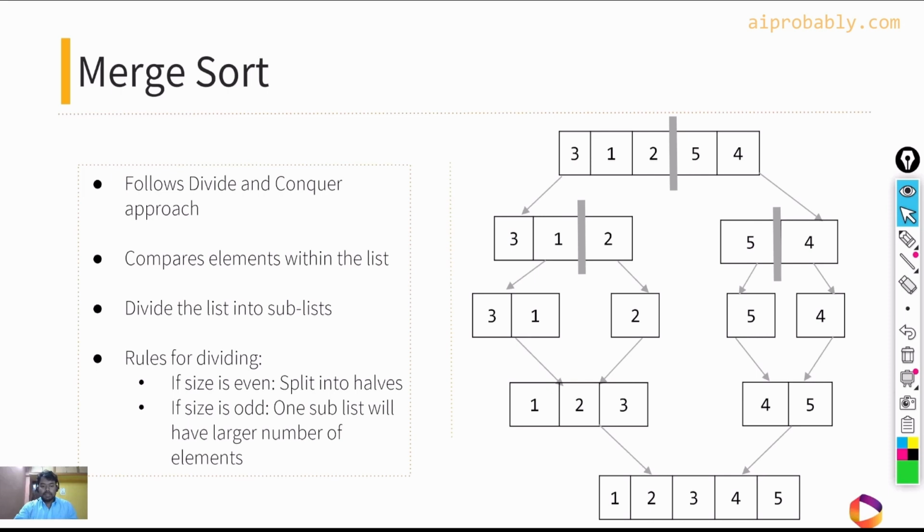Hello everyone, welcome to this segment where we're going to understand what is merge sort. So merge sort is a sorting algorithm which uses the divide and conquer approach. So what is the divide and conquer approach?